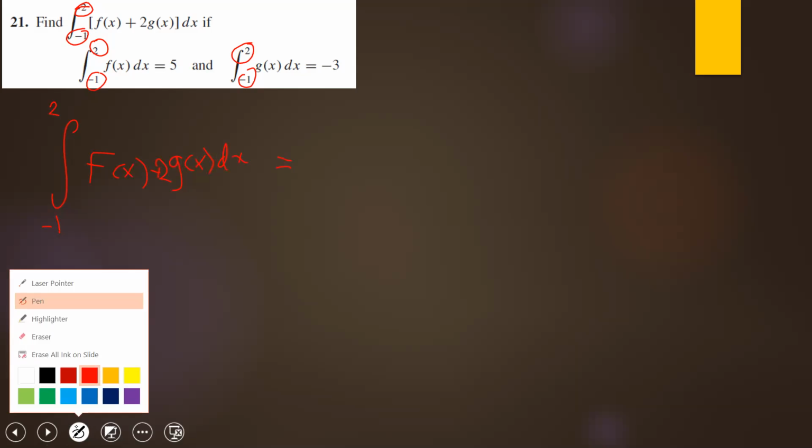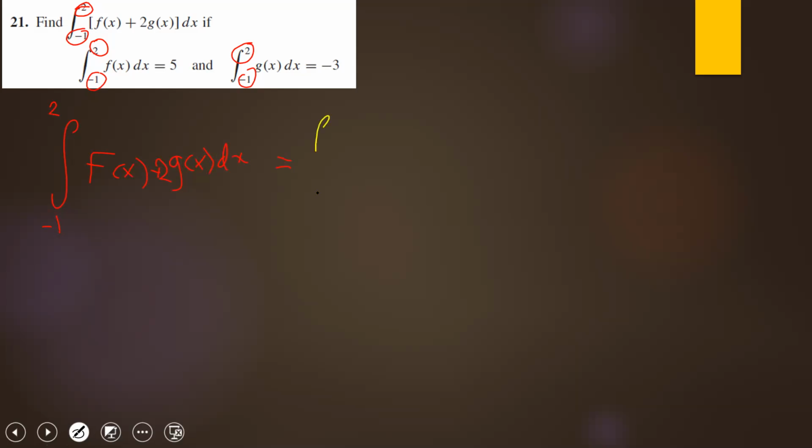Now the integration from -1 to 2 of f of x plus 2g of x dx. What I have to do first is distribute the integration on f of x and g of x. So it's the integration from -1 to 2 of f of x plus the integration from -1 to 2 of 2g of x.